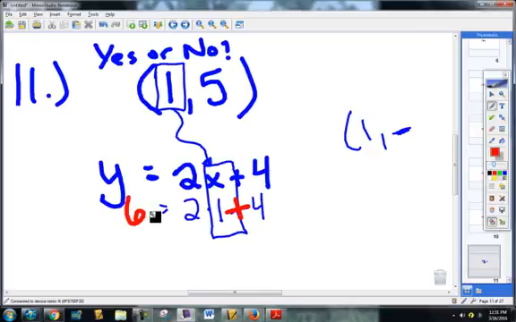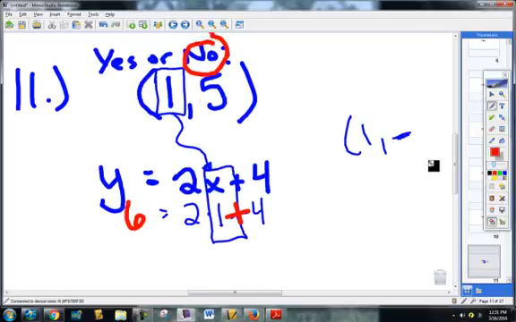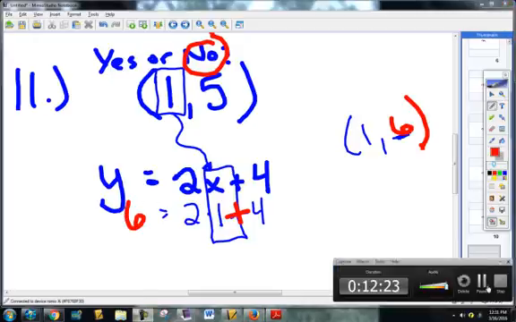So would 1, 5 be on this line? No. Would 1, 6 be on the line? Yes, because that's the y that I got out. That's the dependent variable that I got, the y. Okay, let's go on, just because I want to get as many in as possible.